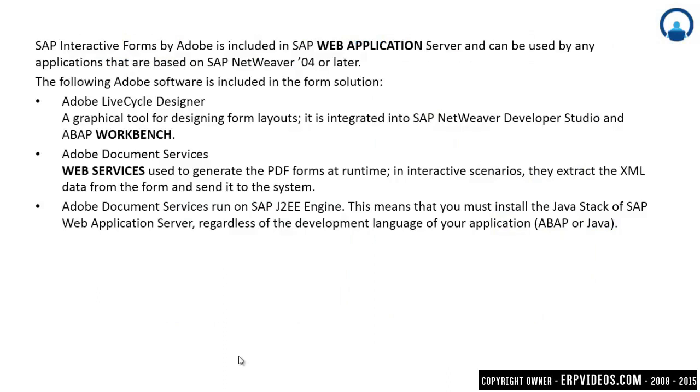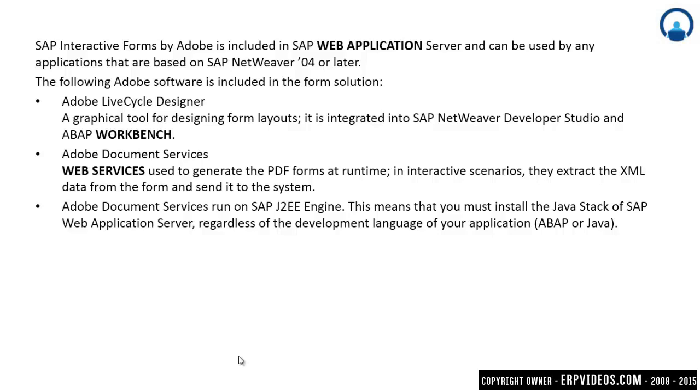After Adobe Lifecycle Designer, next we have Adobe Document Services. Web services are used to generate the PDF forms at runtime in interactive scenarios. They extract the XML data from the form and send it to the system. So this is the use of the Adobe Document Services, where it interacts with the data that has been provided at the runtime, and they extract the data in the XML format and send it to the system.